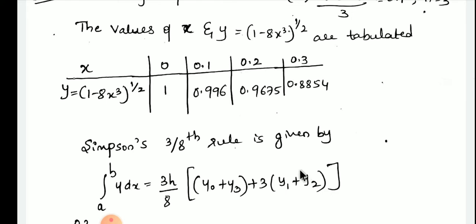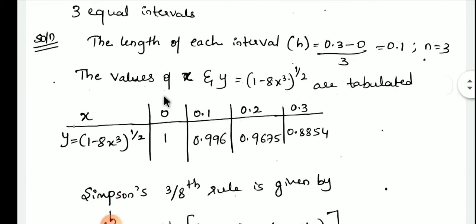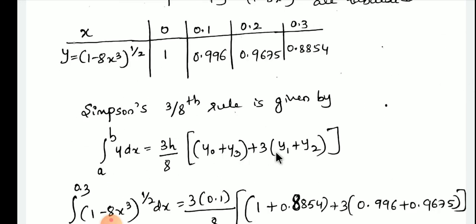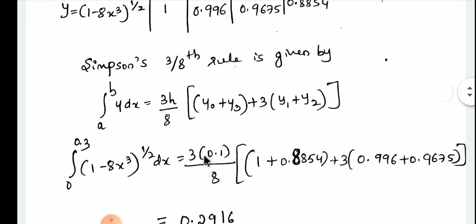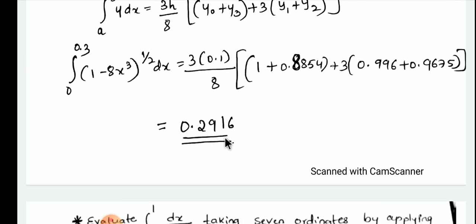Now the formula we know, that is integration from a to b of y dx, is equal to 3h by 8 times y0 plus y3 plus 3 into y1 plus y2. This is your y0, y1, y2 and y3. Here n is the last term, as I have told. In the formula, this is the initial and the last term. Therefore, the last is 3. Therefore, y0 plus y3 plus 3 into y1 plus y2. h, we already know, is 0.1, so 0.1 divided by 8 of y0 plus y3 plus 3 of y1 plus y2. Simplify it, you are going to get the answer as 0.2916. Please, while calculating, write at least 3 digits after the decimal point.